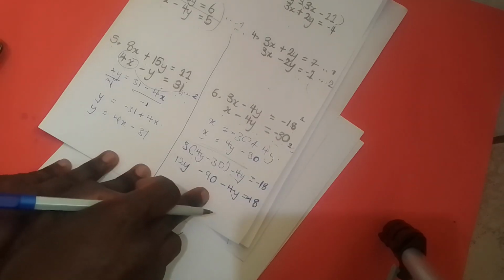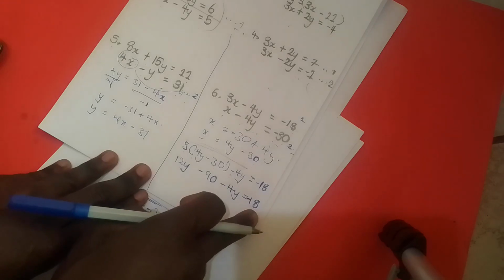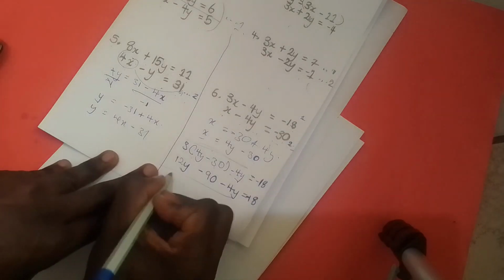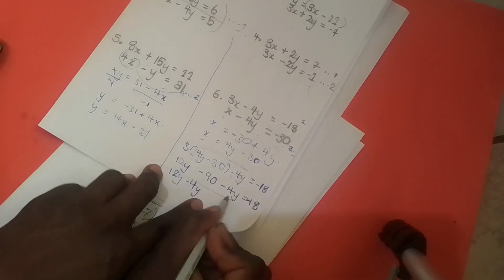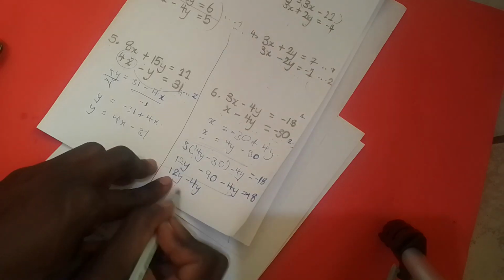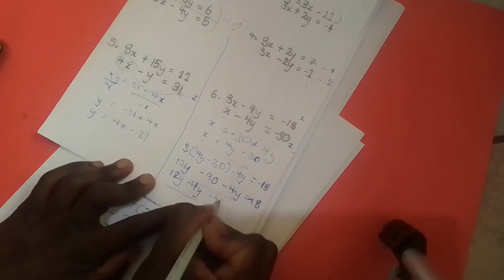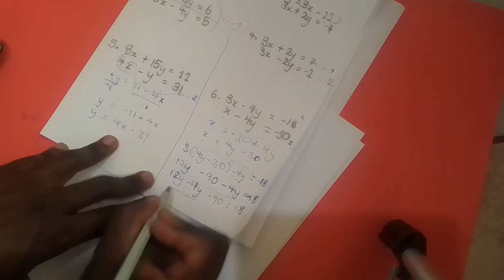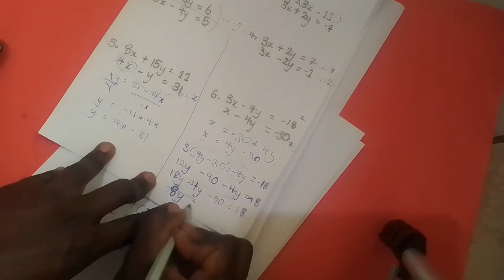So 12y minus 90 minus 4y is equal to negative 18. Now I want you to rearrange to group like terms. 12y minus 4y, grouping like terms. This is a negative 4y, so negative 4y joins the like term. And minus 90 is equal to negative 18. So 12y minus 4y, obviously we're going to end up with what? 8y.